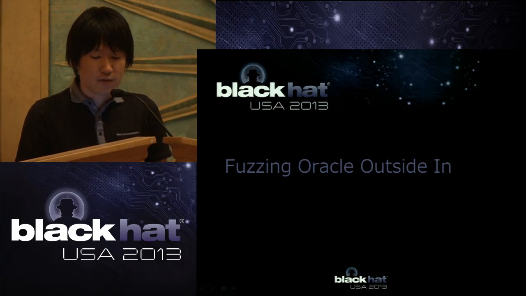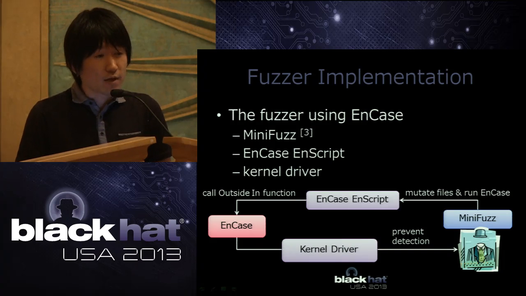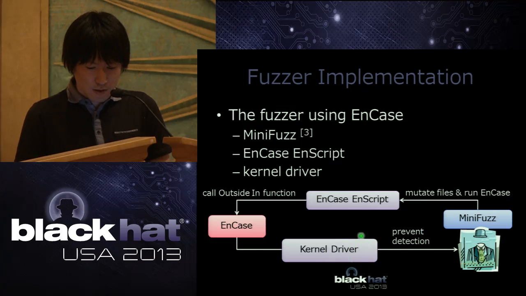I performed fuzzing to discover bugs in the Outside In library. I briefly show the implementation. This is an outline drawing of the fuzzing implementation using EnCase. It's composed of three factors. First, I use MiniFuzz, a file format fuzzer provided by Microsoft. It mutates input files and runs EnCase. Next, a custom script called an EnCase EnScript invokes Outside In functions to display files. By the way, EnCase usually detects MiniFuzz and terminates it immediately because MiniFuzz debugs EnCase to monitor exceptions and register values at that time. So I wrote a kernel driver to prevent detection.